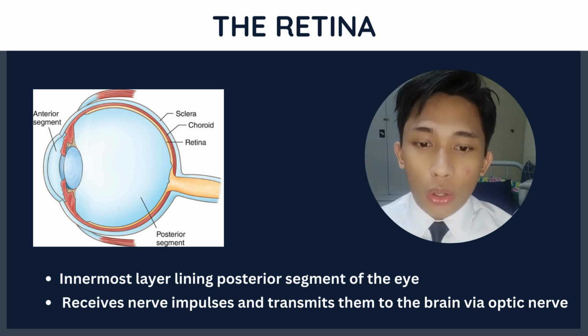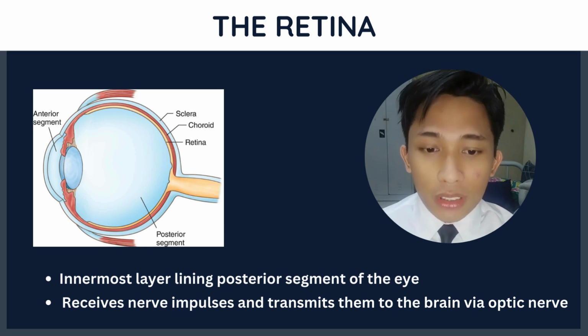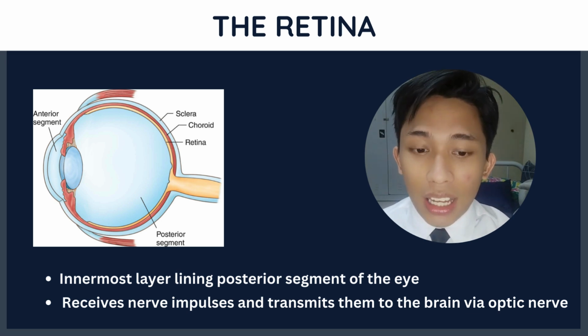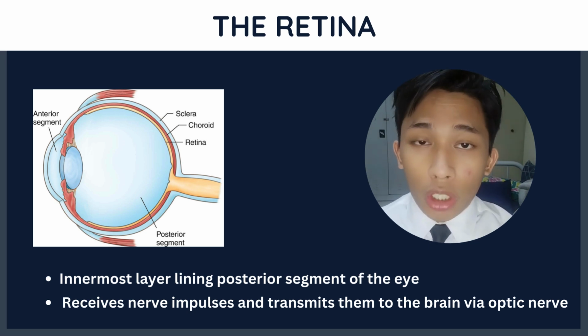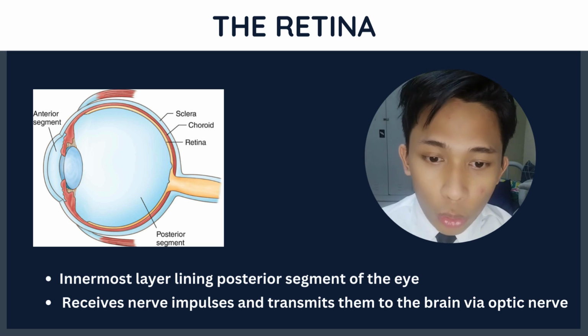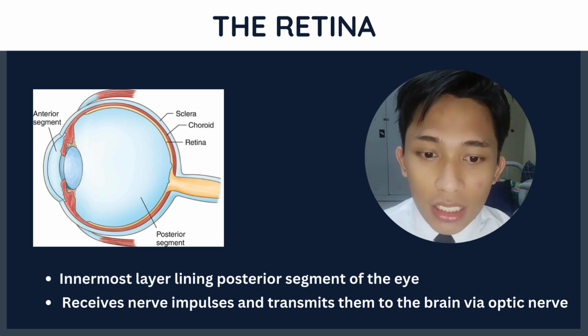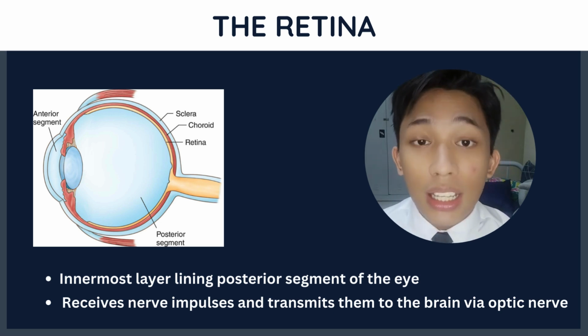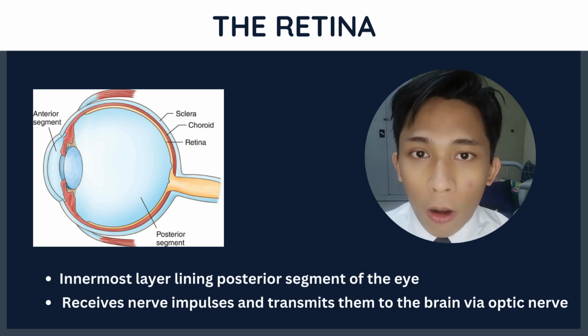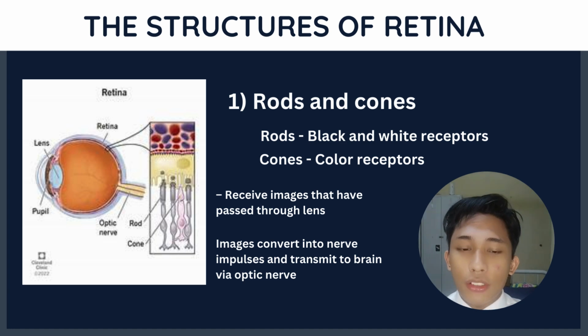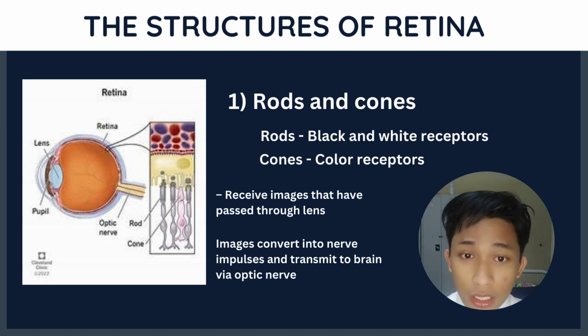Alright, so as we know, the retina is the innermost layer lining the posterior segment of the eye. Its function is to receive and transmit impulses to the brain through the optic nerve. Alright, so we will see the structure of the retina.